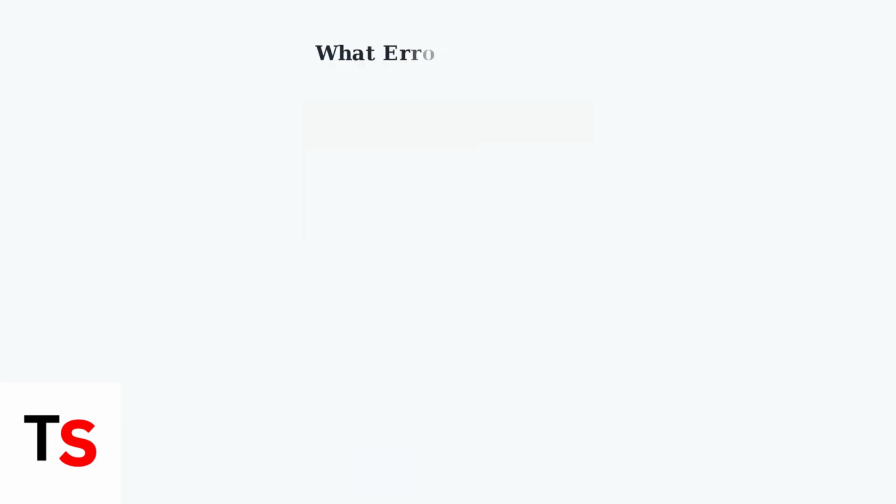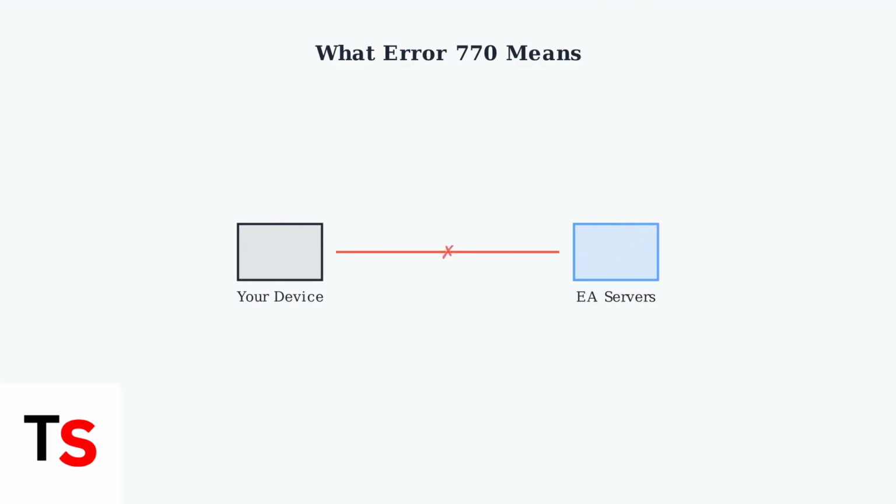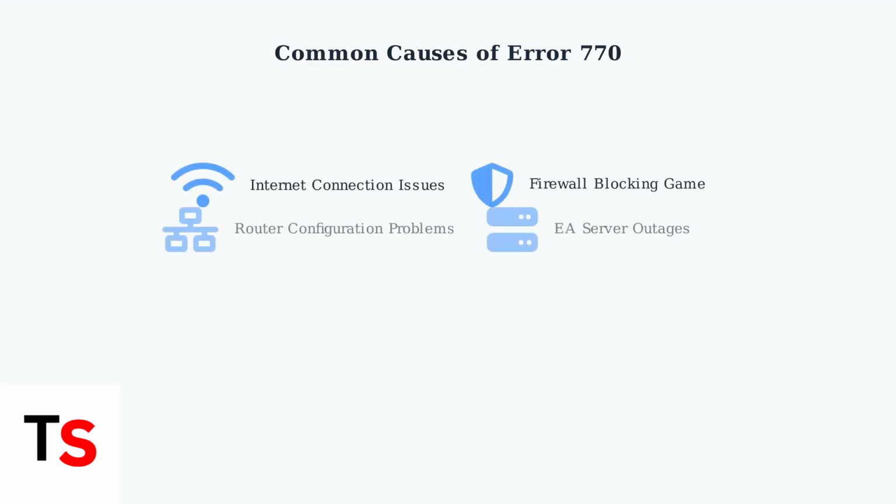Error code 770 is a persistent connection issue in Star Wars Battlefront 2 that prevents players from accessing online features. This error means your system cannot establish a connection to EA's servers, which blocks access to multiplayer matches, progression tracking, and other online features. Error 770 can be caused by several factors.